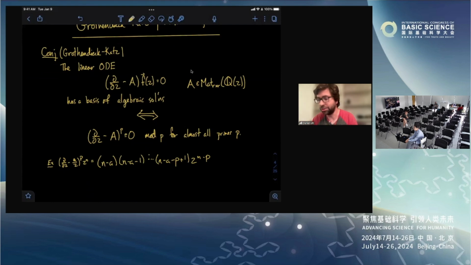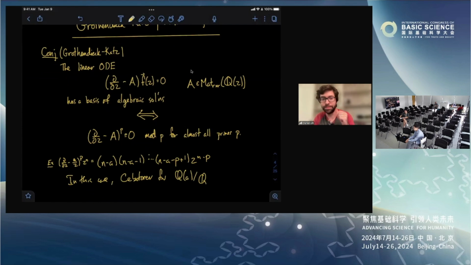Okay, and it's a little exercise that that's true. So in this case, it amounts to the Chebotarev density theorem for the field extension Q(a) over Q. At least if a is an algebraic number, and then one can make sense of things in the transcendental case, but maybe I won't do it in this talk.